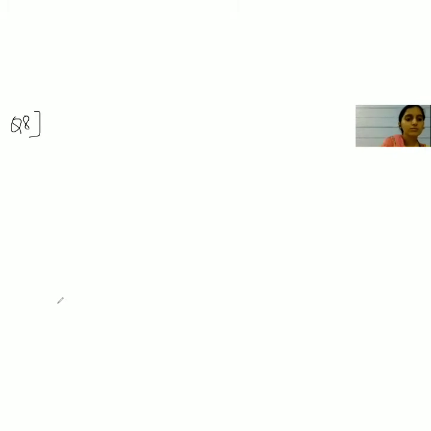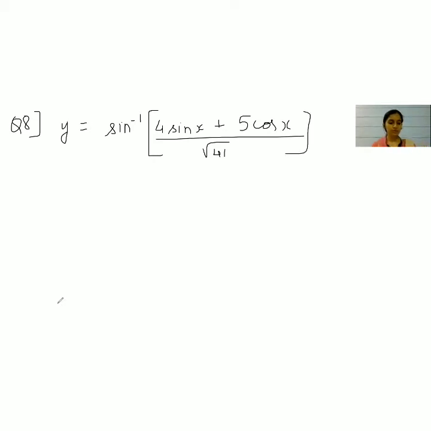It says differentiate with respect to x, y is equal to sine inverse of bracket 4 sin x plus 5 cos x upon root of 41. Okay. So there is a method of solving this kind of sums. I'm doing one sum. All the remaining sums of this part of the questions are the same. So I'll just show you the method for this one. What you do is you will segregate the denominator, that is separating the denominator, giving it to each of the numerators. So 4 upon root 41 sin x plus 5 upon root of 41 cos x.